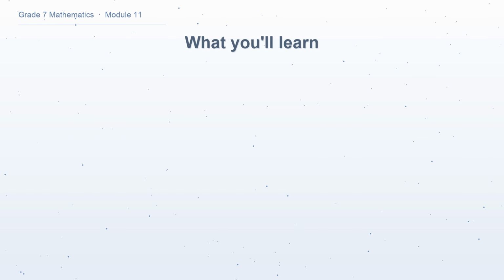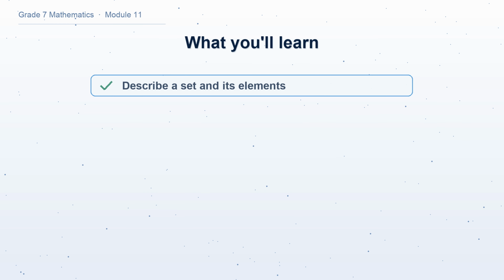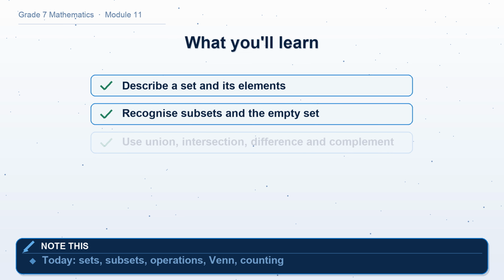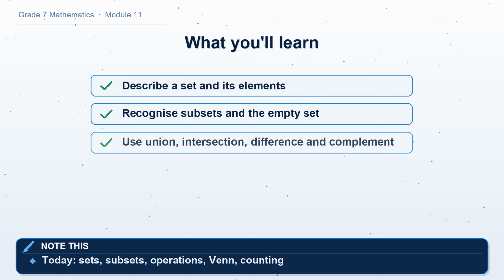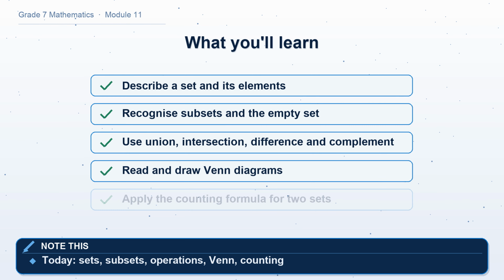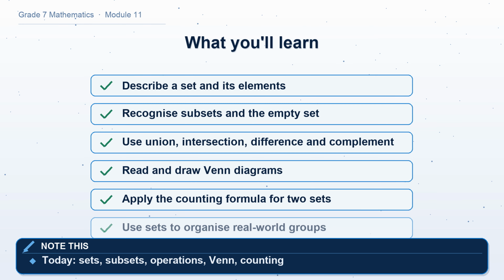We'll describe what a set is, then meet subsets and the empty set. We'll combine sets using union, intersection, difference, and complement. We'll picture all of this with Venn diagrams, use a formula to count the members of two sets, and finish by organizing real groups from everyday Rwandan life. Let's start with the idea itself.